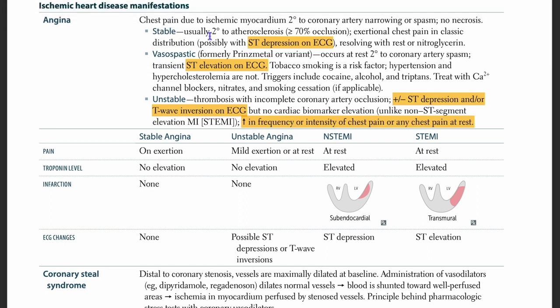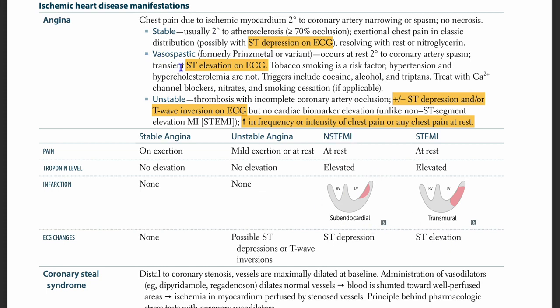Now for stable, they'll tell you that he was mowing the lawn in the morning and then he started feeling chest pain. When they did an ECG, they found ST depression. So then you just have to figure out whether it's stable or non-STEMI. But for non-STEMI, they'll give you cardiac markers as well. So that's how you differentiate between stable and non-STEMI.